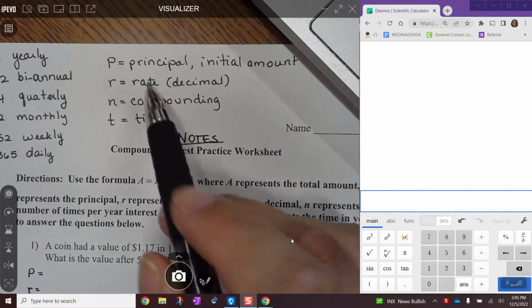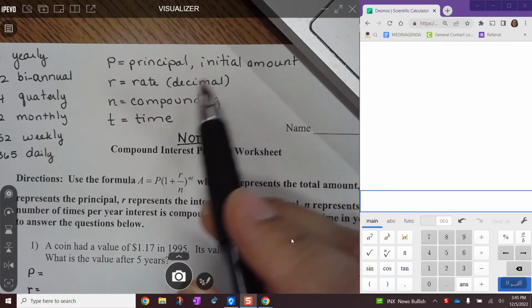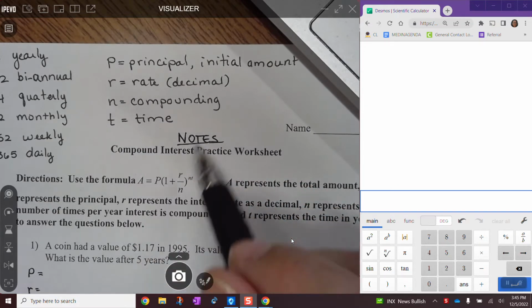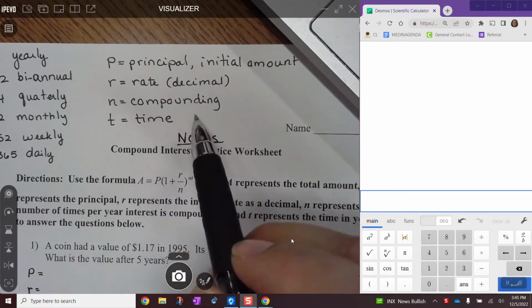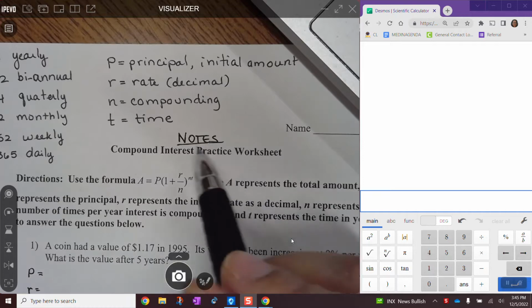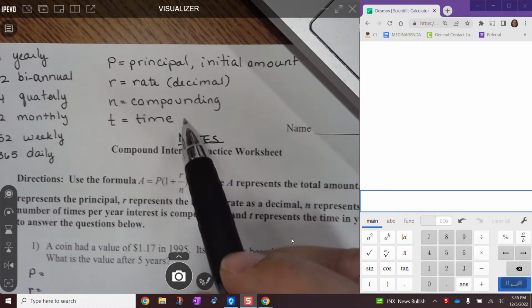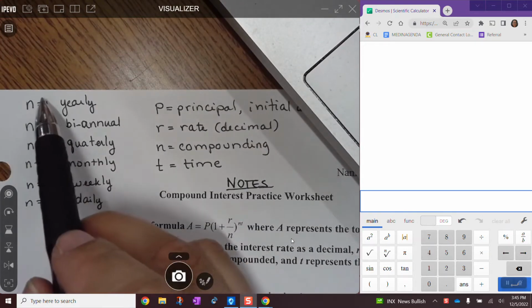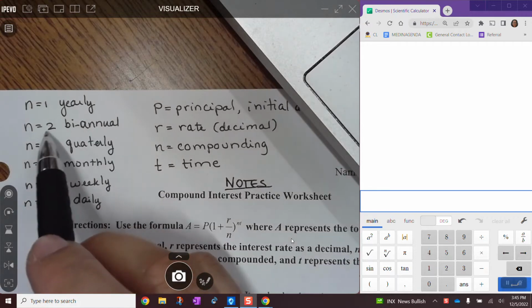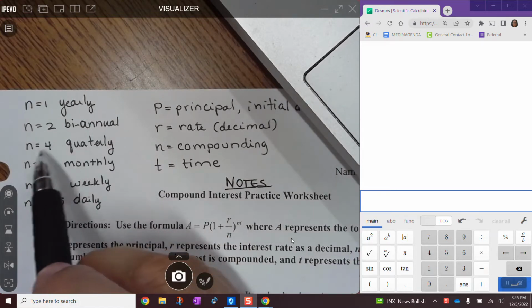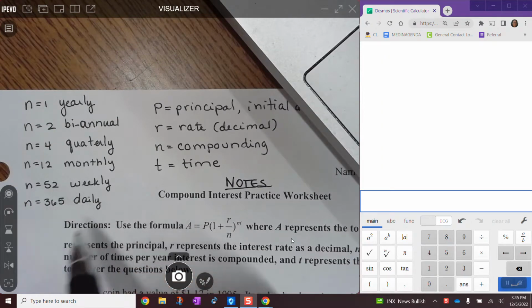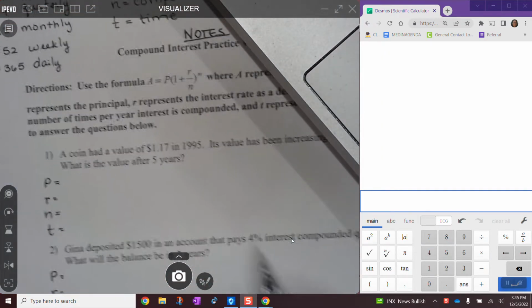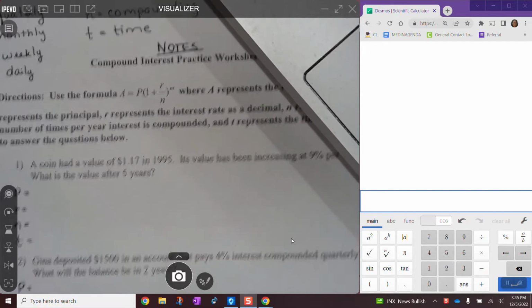P is the principal, or your initial amount. R is the rate, but we want to write this as a decimal. N is the compounding, the number of times per year that we compound the interest. And N can be 1 for per year, 2 for biannually, 4 for quarterly, 12 for monthly, 52 weekly, and 365 daily, okay?